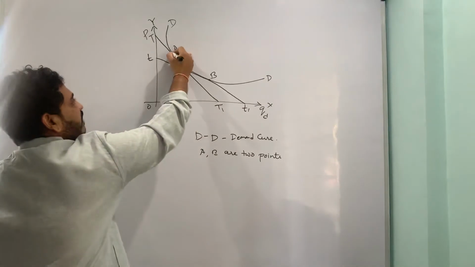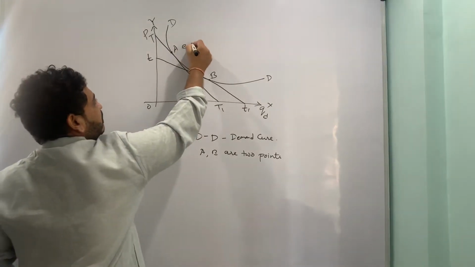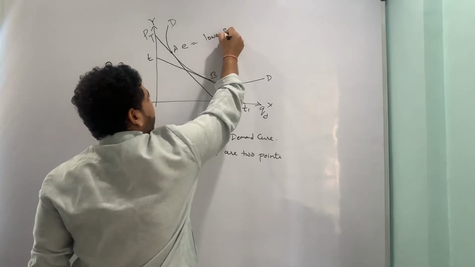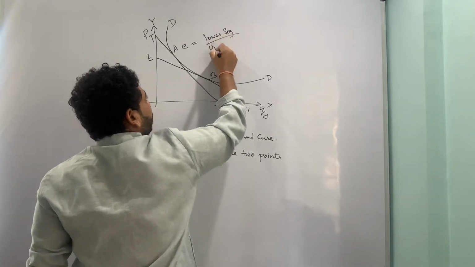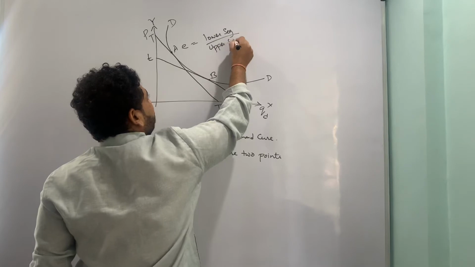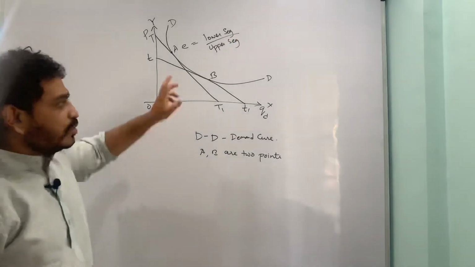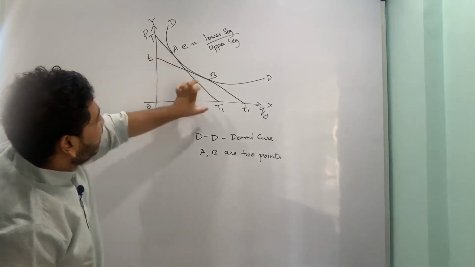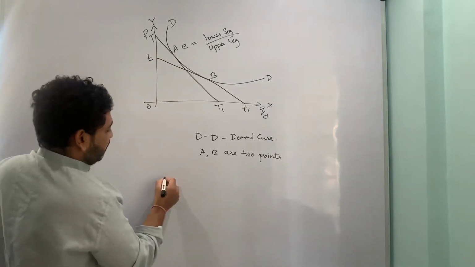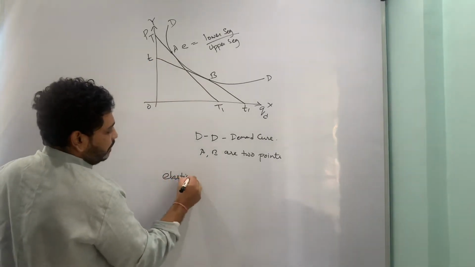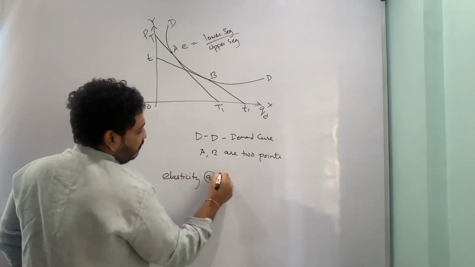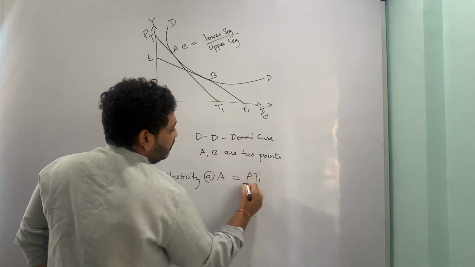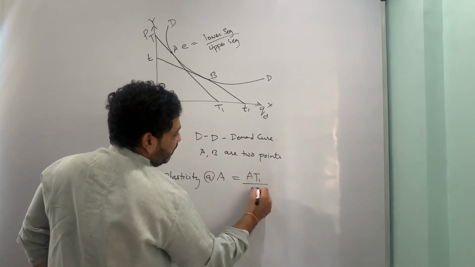Now to calculate elasticity at this point, I hope you remember the formula: E is equal to the lower segment divided by the upper segment. This was our usual formula to calculate elasticity. What is the lower segment here? The lower segment is AT1. So elasticity at A will be given by the distance AT1 divided by the distance AT.